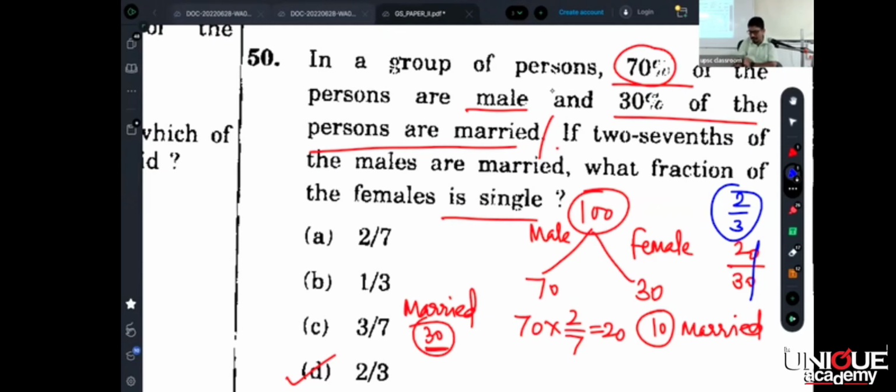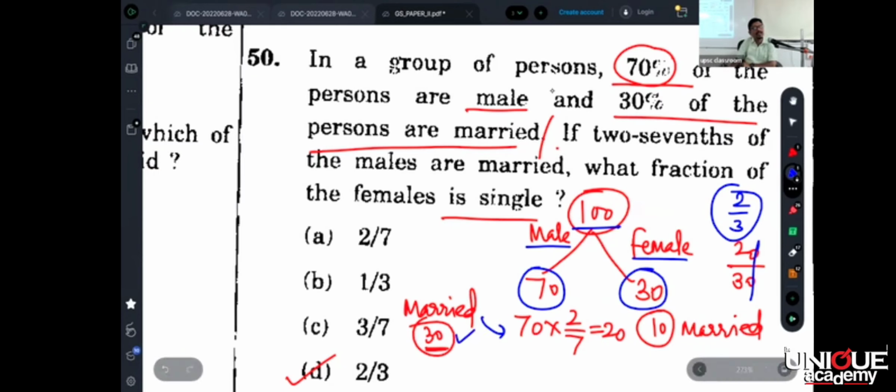Okay, copy it, or if you have not, please do it within no time. Let the total number of persons be 100. Males are 70, females are 30. Married males are 2/7 of 70, that are 20. But the total married persons are 30. So married females are 10. So unmarried or single females are 20 out of 30. So the required fraction is 2/3.